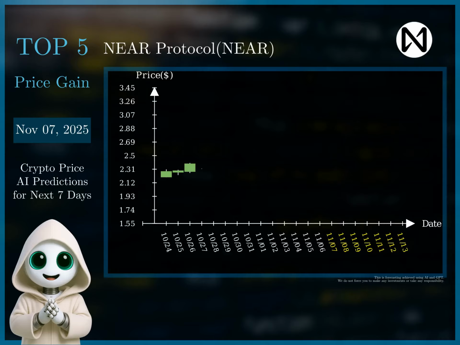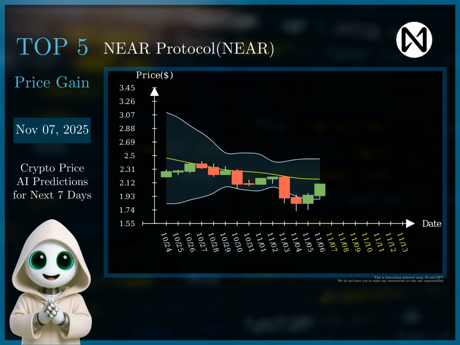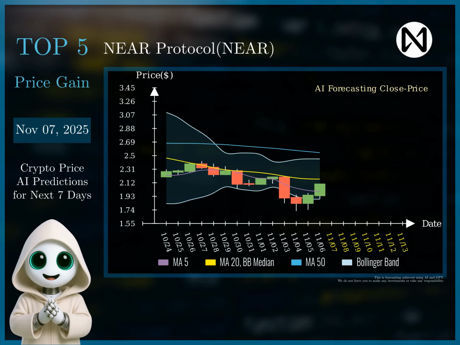Based on the historical data and forecast, Near Protocol has shown a fluctuating trend with a recent downward movement. The RSI consistently dips below 40, indicating oversold conditions, particularly on November 6, 2025, at 36.8. The forecast predicts a continued decline, with prices hovering around $1.84 to $1.95.